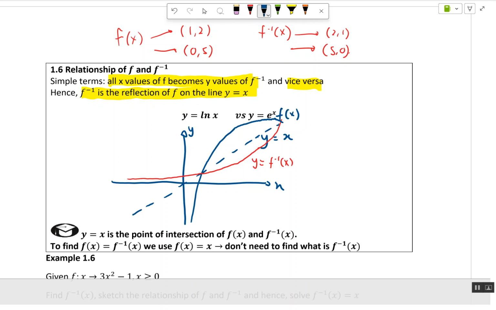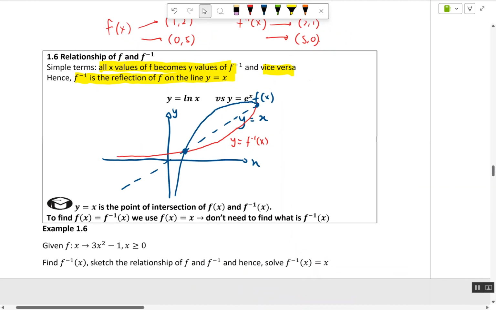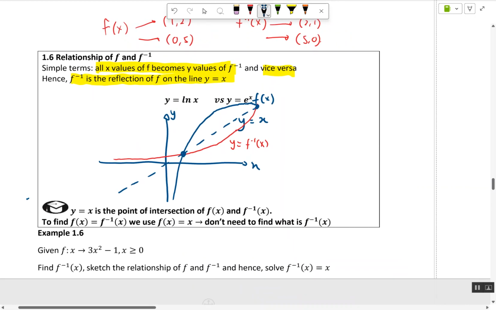Y equals f(x) is over here. What did you see? They will always intersect at this point, at the line y equals x. So hence I put a cap over here. Y equals x is always the point of intersection between f and f inverse.